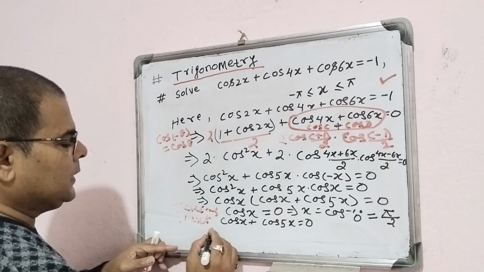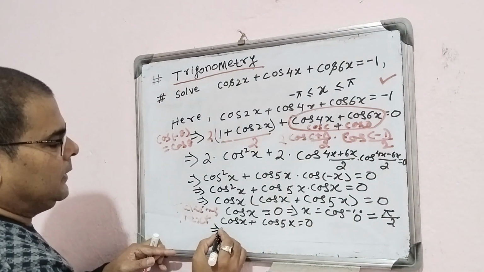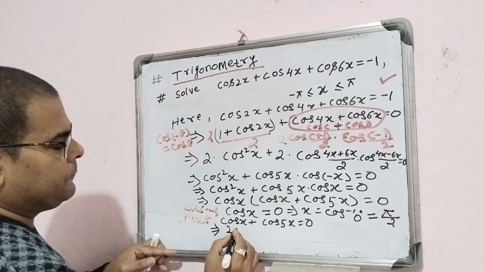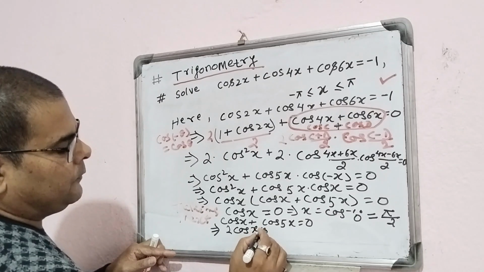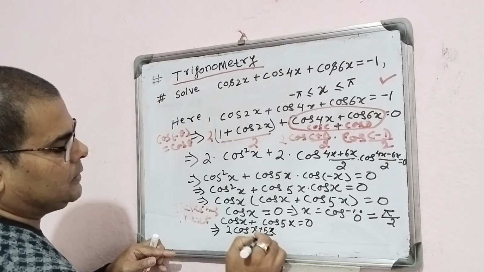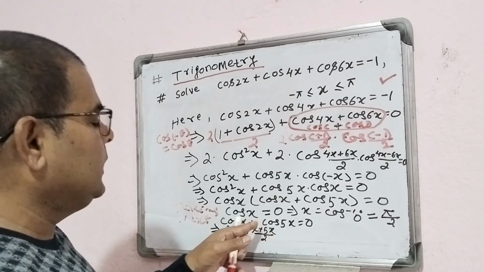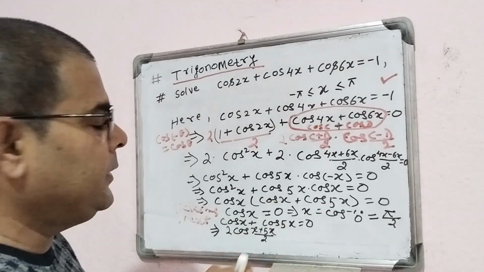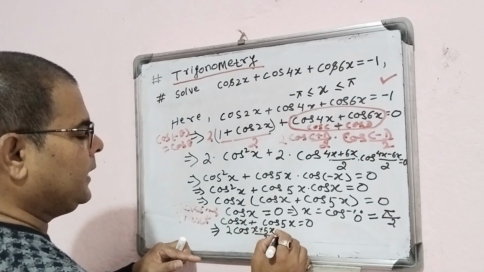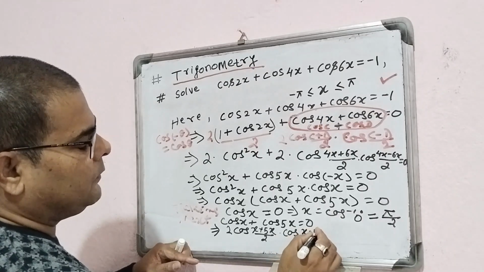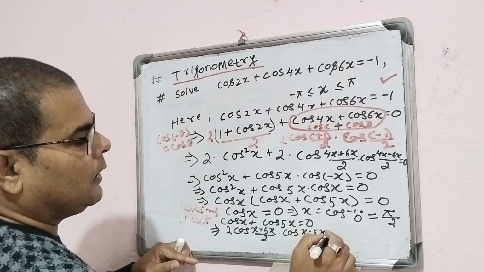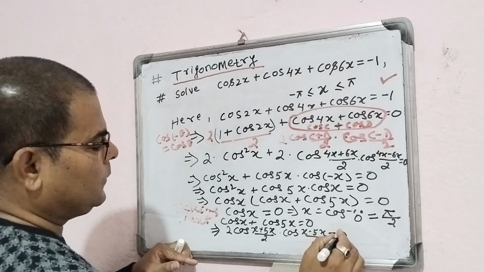So in the further term, what you can see here is that it is 2 cos (x plus 5x) by 2. That means in place of c there is x in this case, and in place of d it is 5x. So c plus d, and then cos (x minus 5x) by 2, and that is equal to 0.